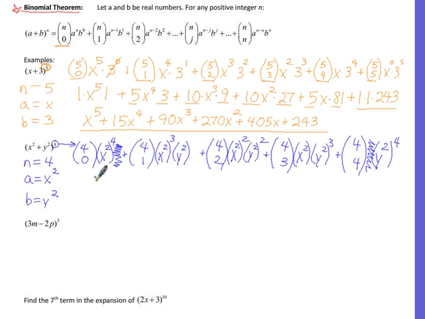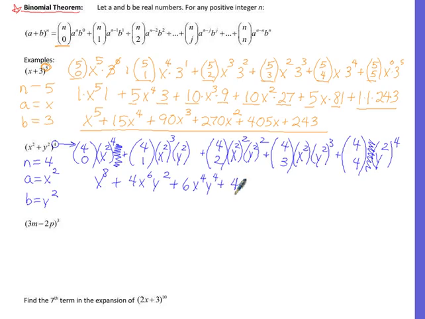So 4 choose 0 is 1 times x to the 8th. So that's going to be my entire first term. 4 choose 1 is 4. x to the 6th, y to the 2nd. Then I've got 4 choose 2. That's going to be 6. Remember, it's 4 factorial over 2 factorial times 2 factorial. Both of those 2 factorials in the denominator. And each of those have values of 2. So 6 x to the 4th, y to the 4th.